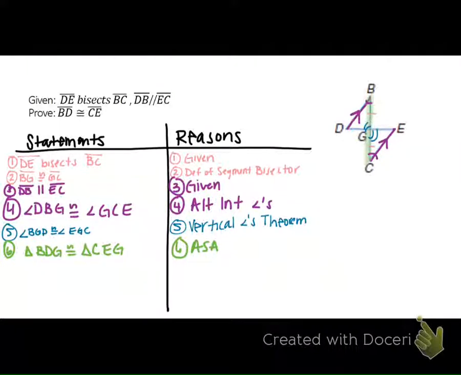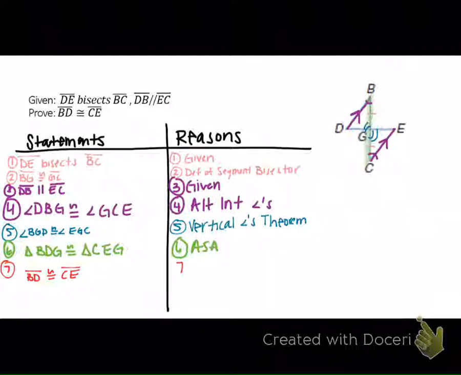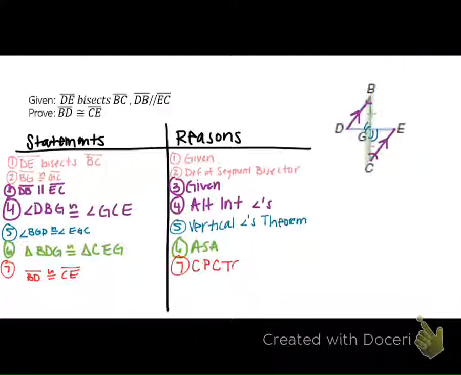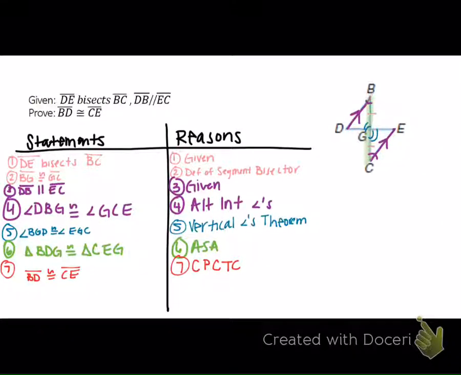So now we can say, because those 2 triangles are congruent, BD is congruent to CE by CPCTC. Corresponding parts of congruent triangles are congruent. So we have corresponding parts in BD and CE. If you look here, BD and CE are lined up in our statement, right? So they're the corresponding parts of 2 congruent triangles.